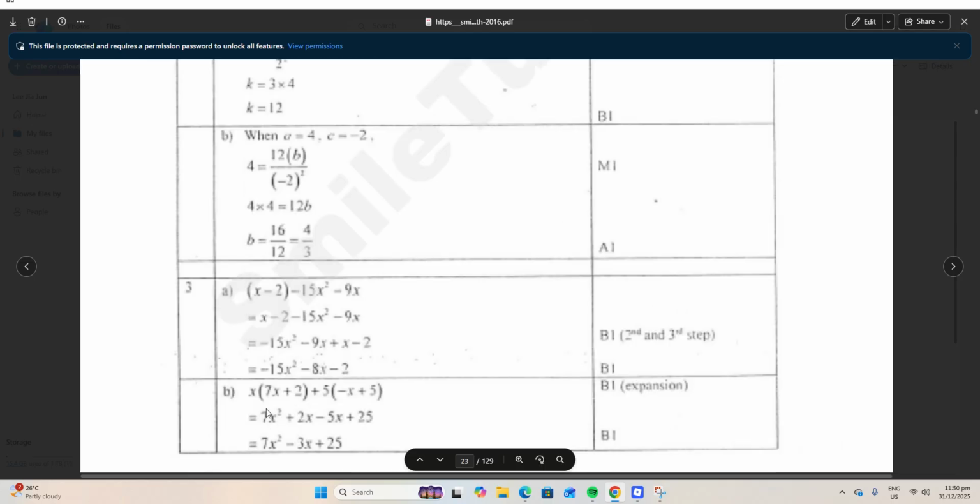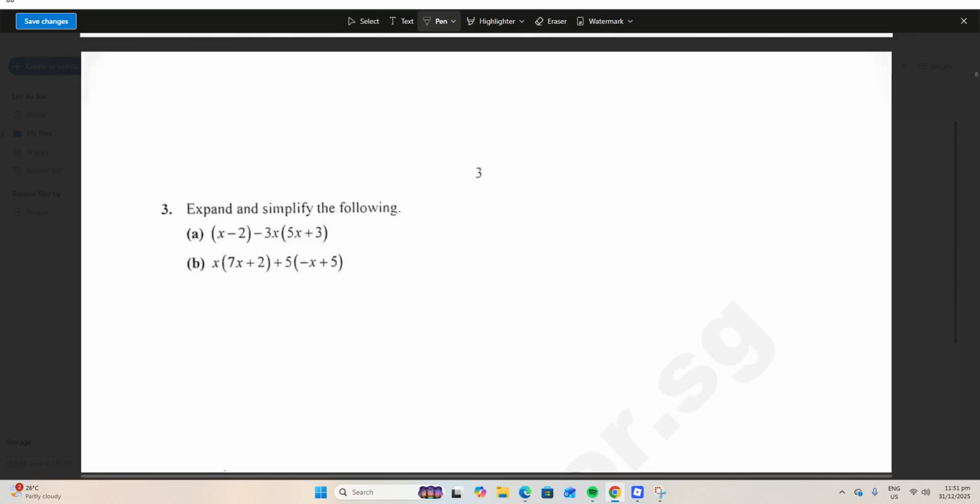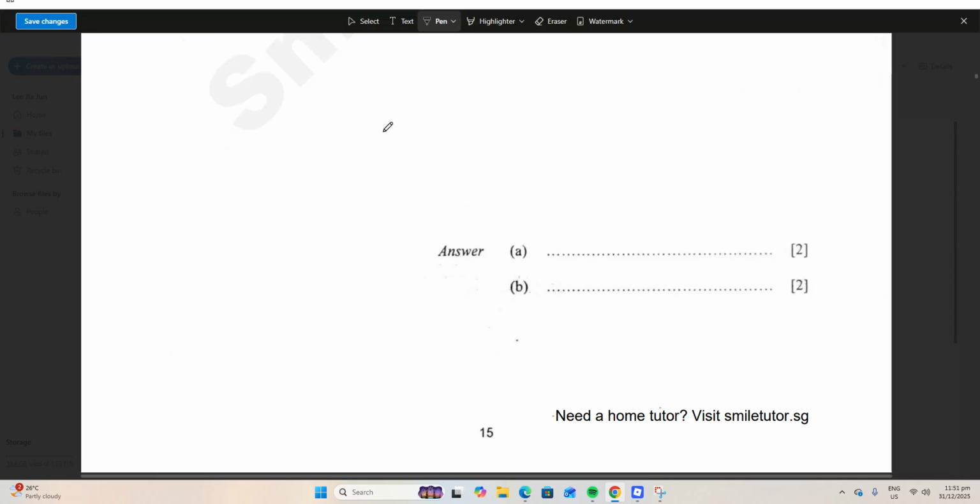Okay, next question will be to expand this. How do you expand? Open up, so it becomes 7 squared plus 2x plus minus 5x, because 5 times negative x, then 5 times 5 is 25. So you expand, minus 3x plus 5. Okay, can we get this? If you can't, just drop in the comments below.